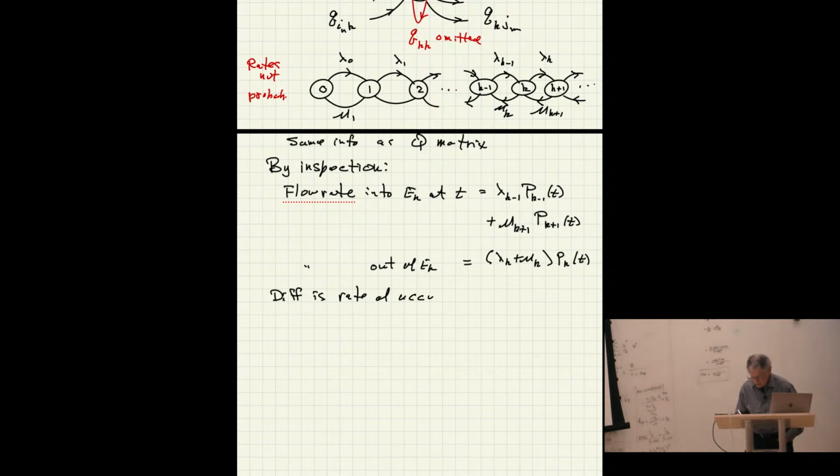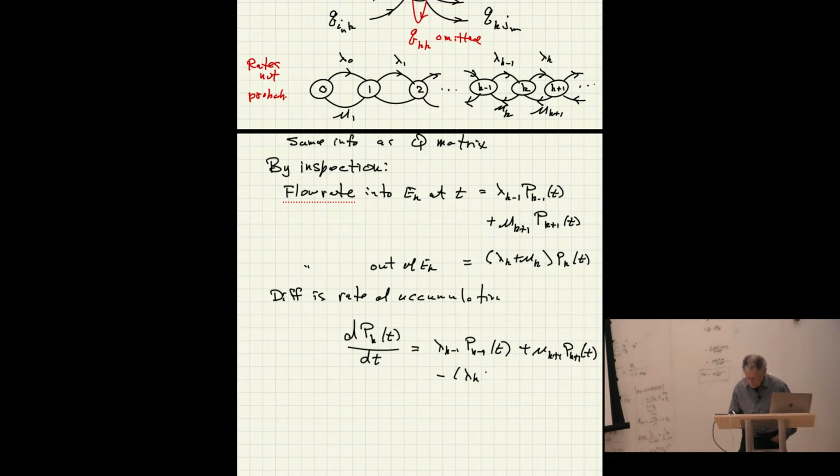Its rate of accumulation. Namely, the rate at which probability is accumulating in state k at time t is dp_k(t)/dt, and that's equal to the difference I just described. The rate in is lambda_(k-1) p_(k-1)(t) plus mu_(k+1) p_(k+1)(t), minus the rate out, which is minus (lambda_k plus mu_k) p_k(t).